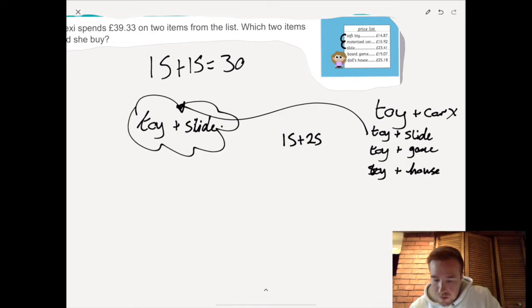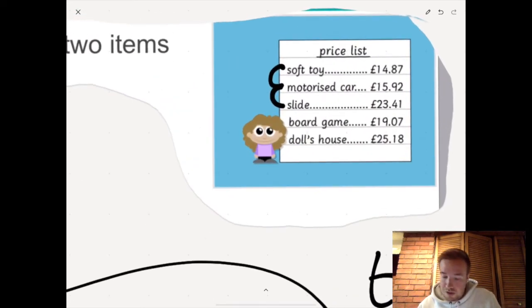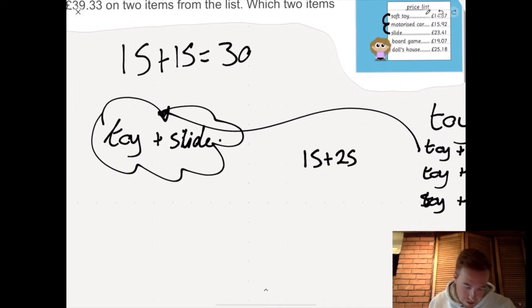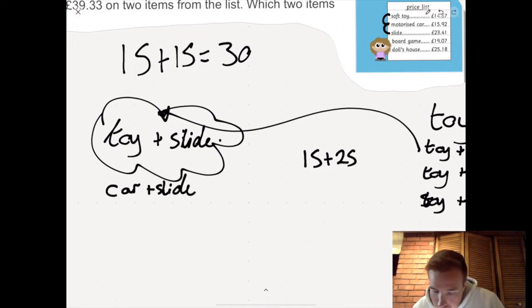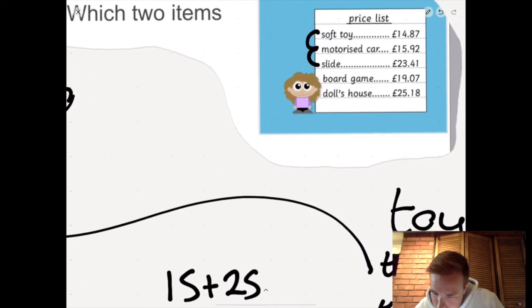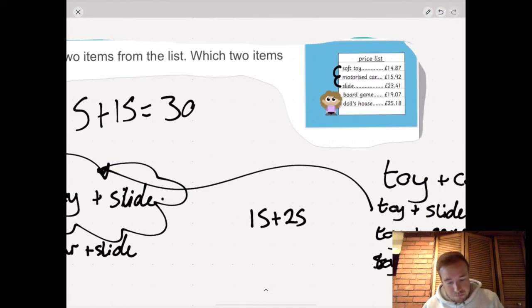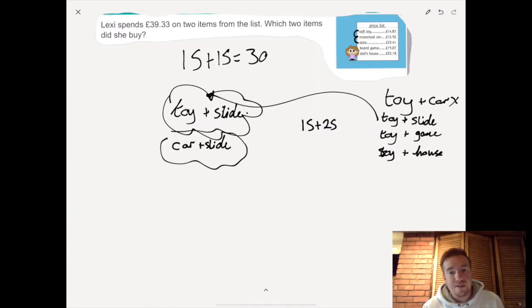So then I'm going to use the same system. I need to check toy and slide, but then I'm going to go to motorised car. Motorised car and toy I've already checked, I don't need. Motorised car and slide is worth a check. That's close enough. Car and slide. Car and board game is no, too small. And car and doll's house is too small because 25 add 15 would be 40. Okay, so I'm going to check these two now, just to see if I've already got the answer sat there to save myself working any more out, if that makes sense.